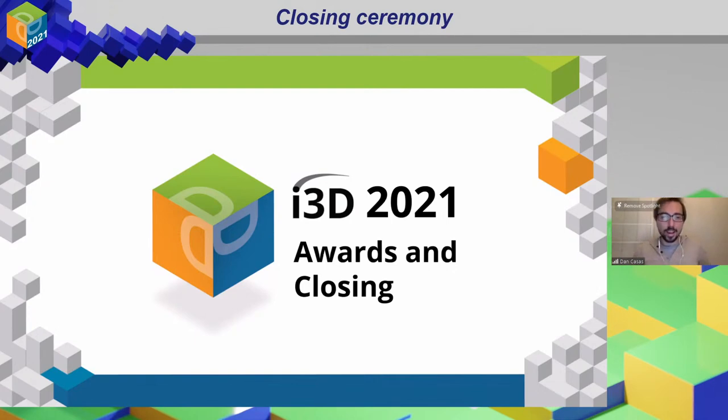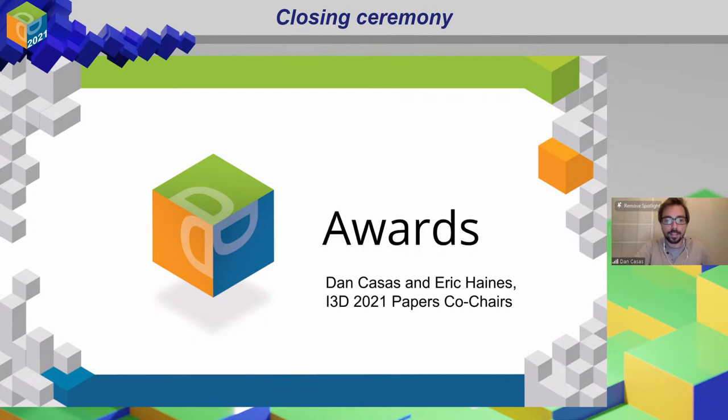All right. Welcome to the awards and closing session for I3D 2021. Each year, I3D gives prizes and awards to the best accepted papers. This year, we have three awards, each of them with a prize that was generously given by our sponsors. In particular, we will be giving away an Oculus Quest 2 donated by Facebook for the best presentation award, a GeForce RTX 3090 donated by NVIDIA for the best student paper award, and an AMD Pro WX GPU for the best poster award.